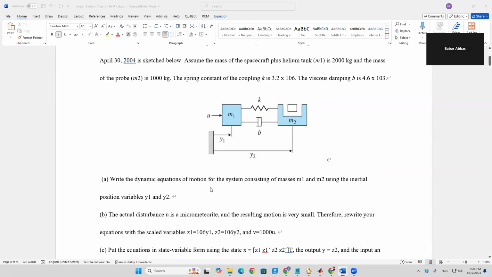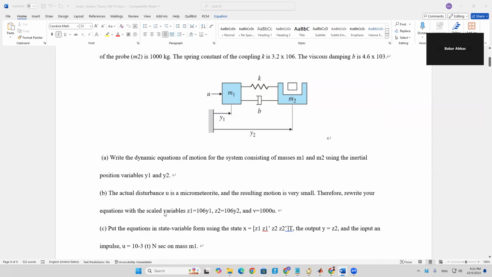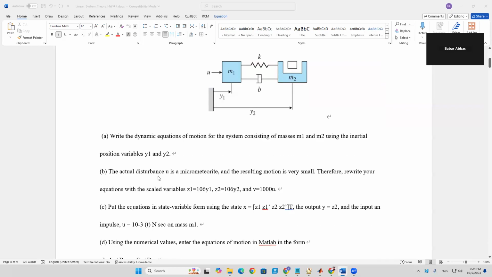Part A: write the dynamic equation of motion for the body m1 and m2, with position variables y1 and y2. Similarly, the actual disturbance u is a micrometer, right? The resulting motion is very small, therefore rewrite the equation with the scaled version. z1 is given here, 10 to the power 6 y1, z2 is 10 to the power 6 y2, and v is equal to 1000 times u, the control force.